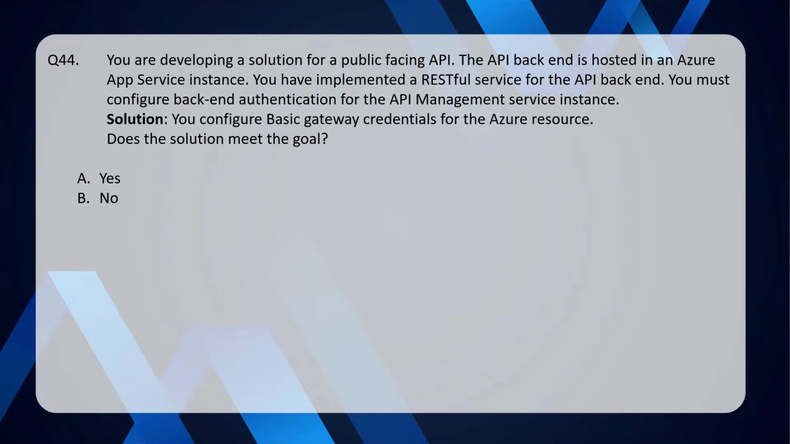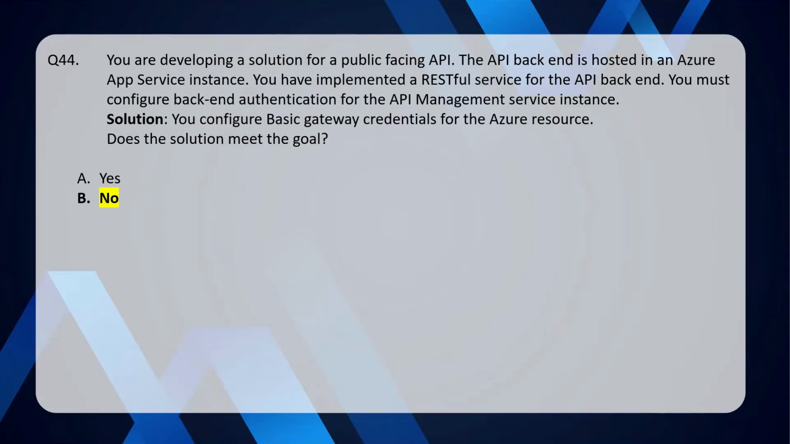You have implemented a RESTful service for the API backend. You must configure backend authentication for the API management service instance. The solution you choose is you configure basic gateway credentials for the Azure resource. Does this solution meet the goal? You need to tell whether this is right or wrong. And friends, this is an incorrect solution.